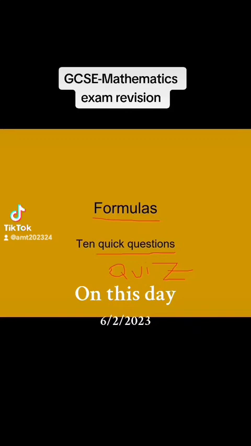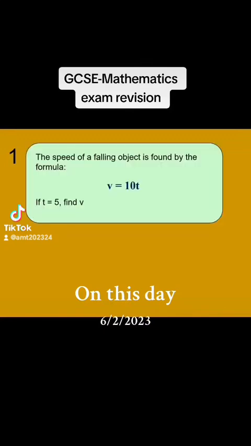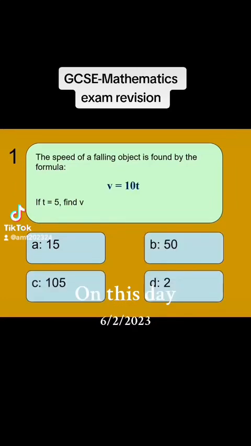Okay, this is question number 1, guys. The speed of a falling object is found by the formula v is equal to 10t. If t is equal to 5, find v. So these are your 4 options. Pause the video, have a go at the question, and then press play when you're ready.